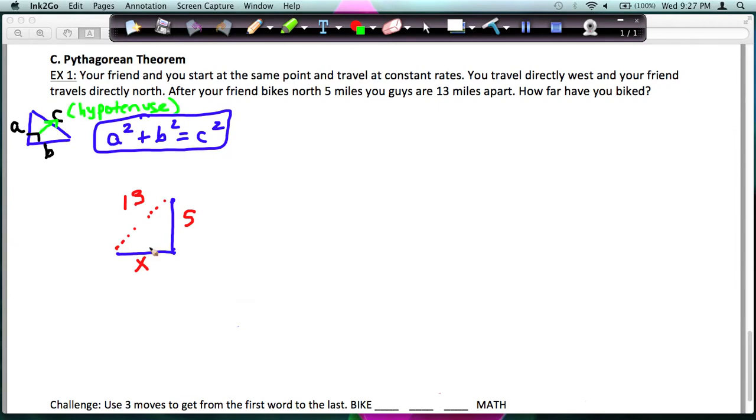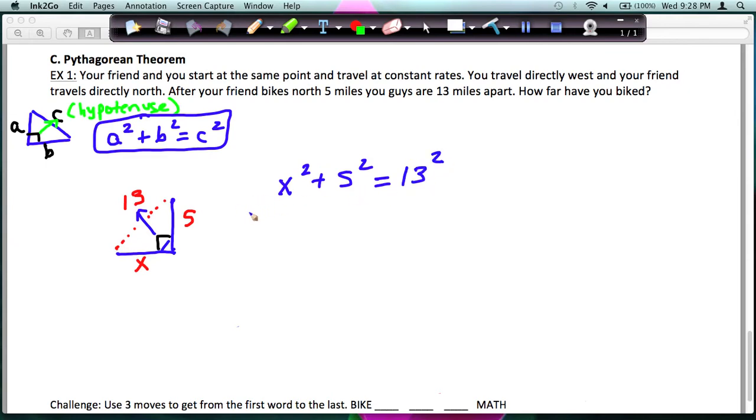Since it's directly west and directly north, this is our 90-degree angle, and I can use the Pythagorean theorem. Just make sure you put A, B, and C in the right spot. It doesn't matter whether you put A or B first, because addition is commutative. So I'm going to do x squared plus 5 squared. Here's my A and here's my B. What does matter is that your C is always after the equal sign, opposite the right angle, so equals 13 squared.